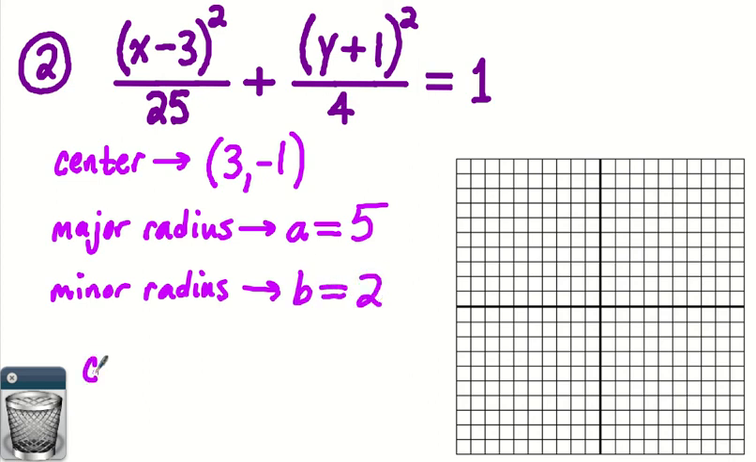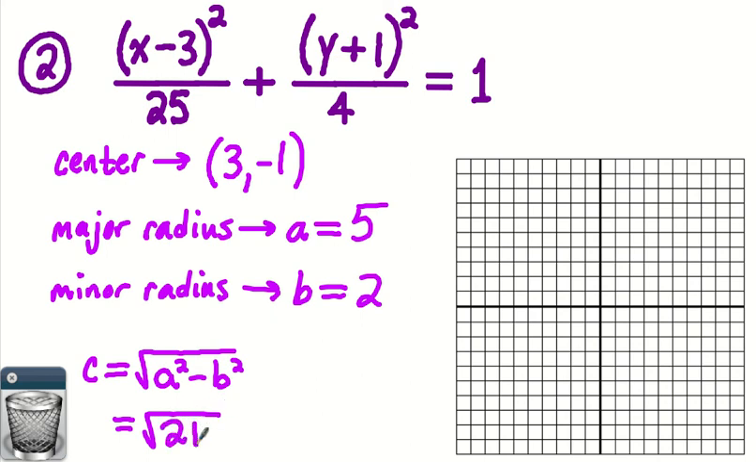And then if I wanted to talk about c, let me adjust this formula. If c squared equals a squared minus b squared, then c would be equal to the square root of a squared minus b squared. So that would be the square root of, let's see, 25 minus 4 is 21. That would be my c value, the distance from the origin that the two focus points would be.